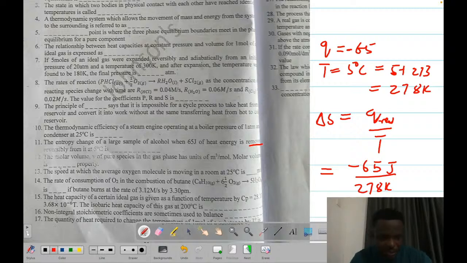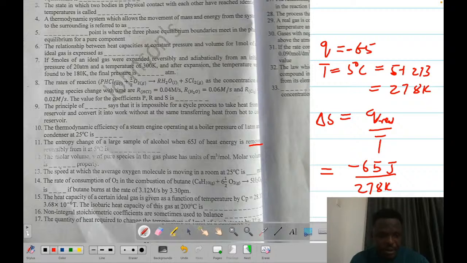Now question number 12 says, the molar volume of a pure substance in the gas phase has a unit of m cubed per mole. What is molar volume? Molar volume is an intensive property. I don't really want to go into details. We have extensive properties and we have intensive properties. Intensive properties are properties that are independent of the amount of substance. So molar volume is an intensive property. It is independent of the amount of substance that is actually present.